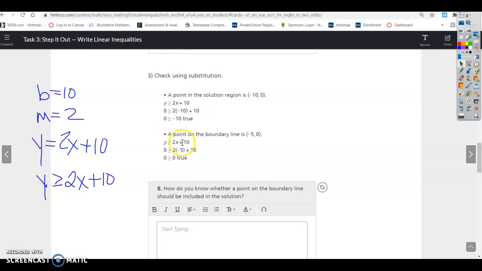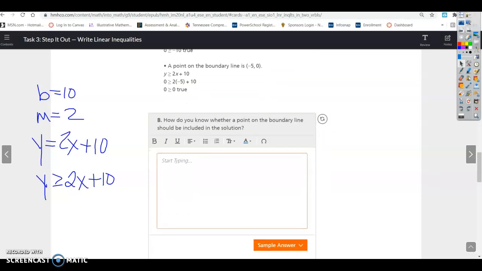Another boundary point they're going to check, negative 5, 0. So they plug negative 5 in for x. Negative 10 plus 10 is 0. Is 0 greater than or equal to 0? Yes. So this checks the region, and this was to check the boundary line to make sure it's supposed to be solid. And we got true for both of those.